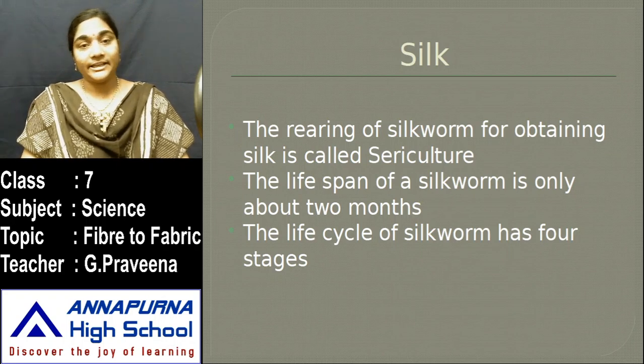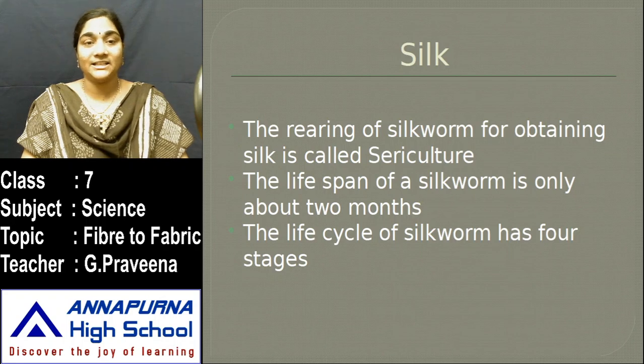So here the rearing of silkworm for obtaining silk is called sericulture. The silkworms are reared to get the silk fiber. And the lifespan of the silkworm is only about 2 months. Before knowing the process of silk production, let us see the life cycle of the silkworm. The life cycle of the silkworm has 4 stages.